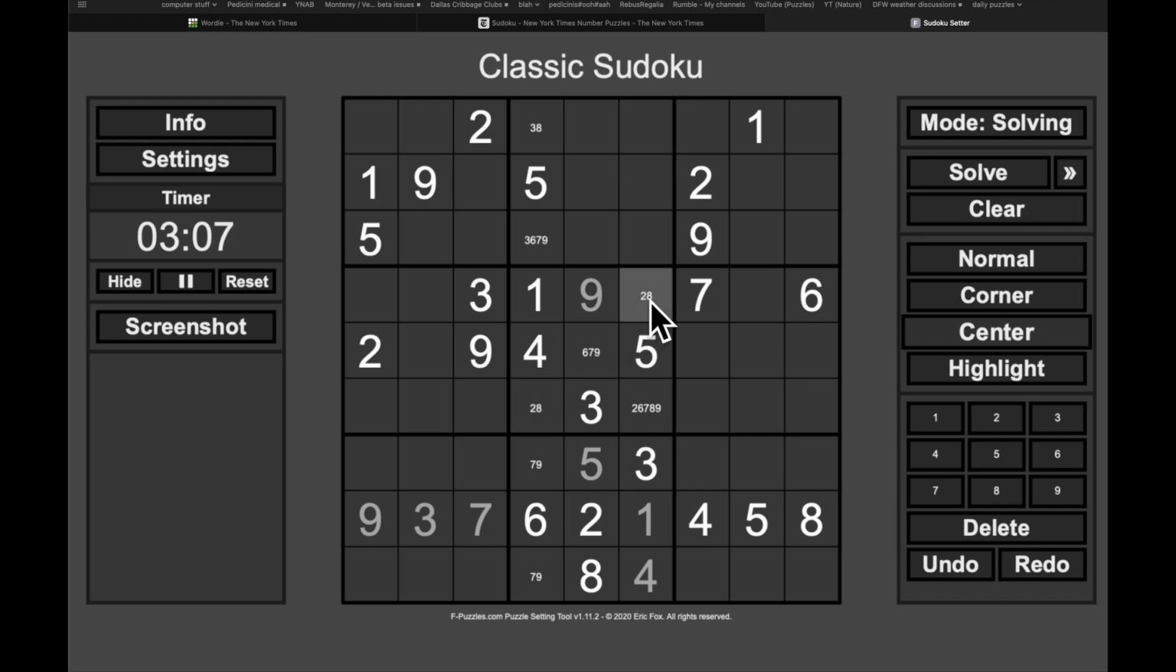Now I've got a 2, 8 pair in this box. That means no other cells here can be 2 or 8. We know this isn't 9 because I just placed one. But this 2, 8 means this can't be 2 or 8. Or 9, actually.